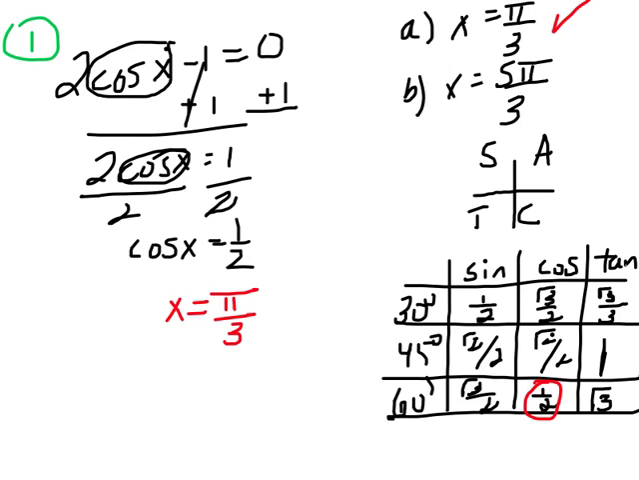So if you think about it, cosine was positive in the first quadrant and also in the fourth quadrant, right?